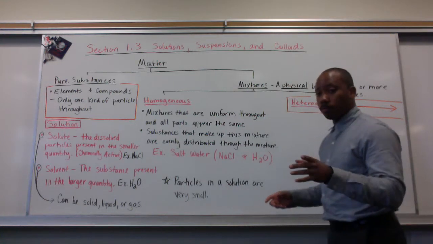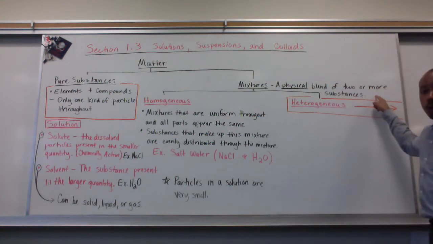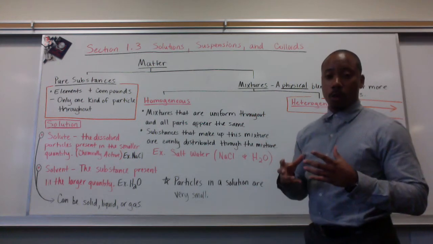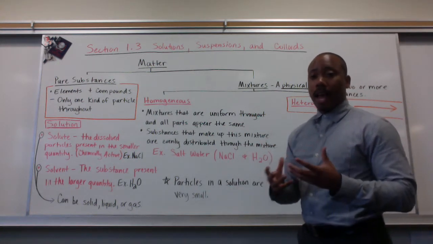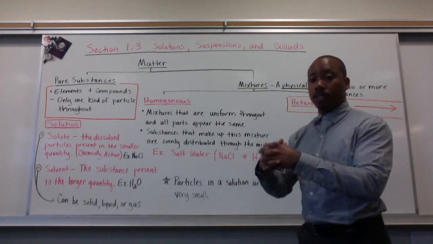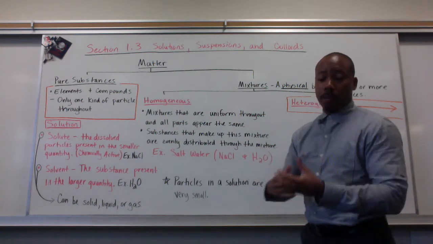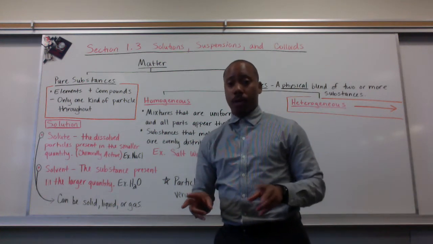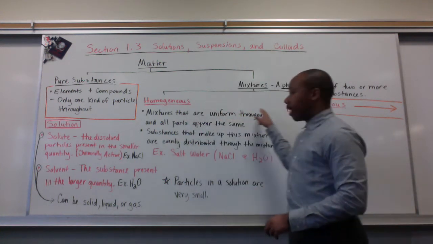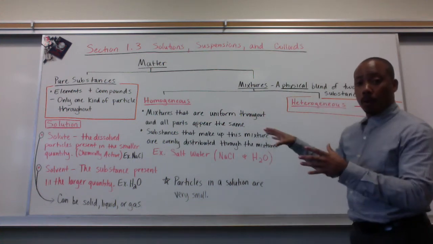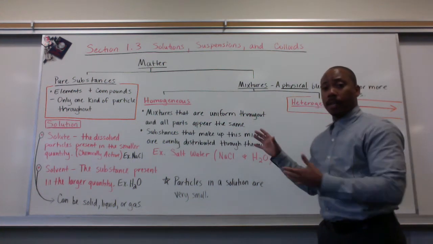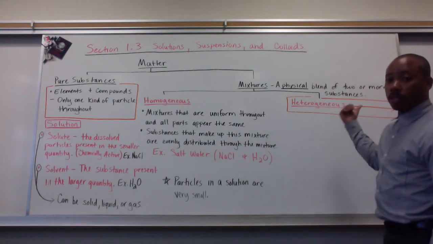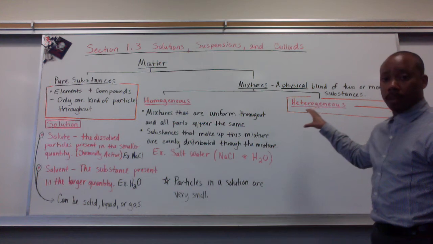Now, a mixture is a physical blend of two or more substances. The key of this definition is that it's a physical blend. There's no chemical reactions happening. You're simply putting two things together and manually or physically mixing them together. Now, mixtures can be separated into two major categories, homogeneous mixtures and heterogeneous mixtures. On this board, and in half of the next board, I'm going to deal with homogeneous mixtures. Heterogeneous mixtures will be on the other half of the next board, so we'll hold tight on that one.